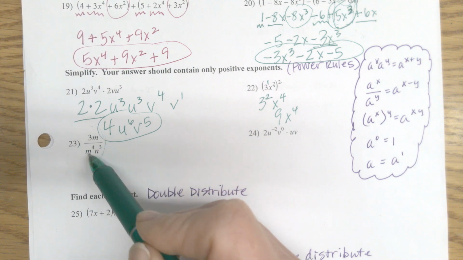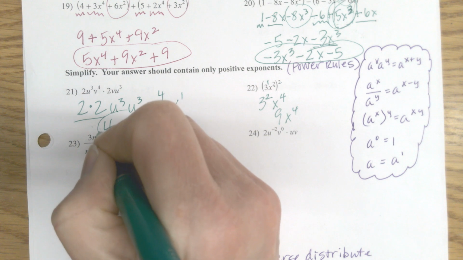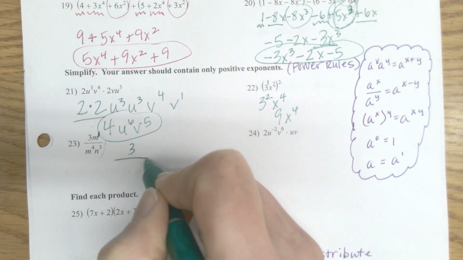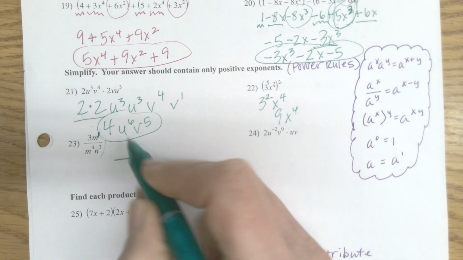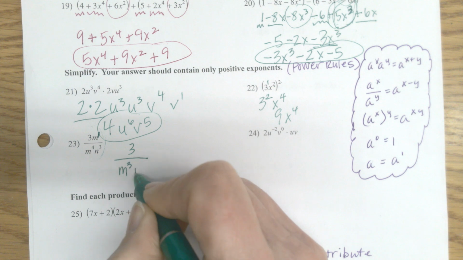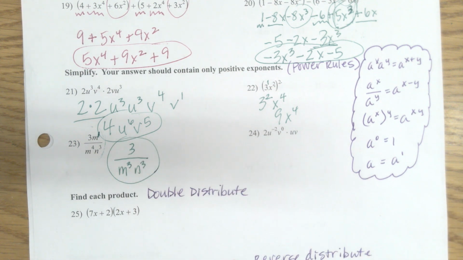Remember how I treated this? There are more m's on the bottom. This is 1 m up here on the top. There are more m's on the bottom. The 3 is going to stay up on the top because it's got nothing to combine with. I have 3 more m's on the bottom, and I don't have anything that I can do with the n's. So there's my final problem.